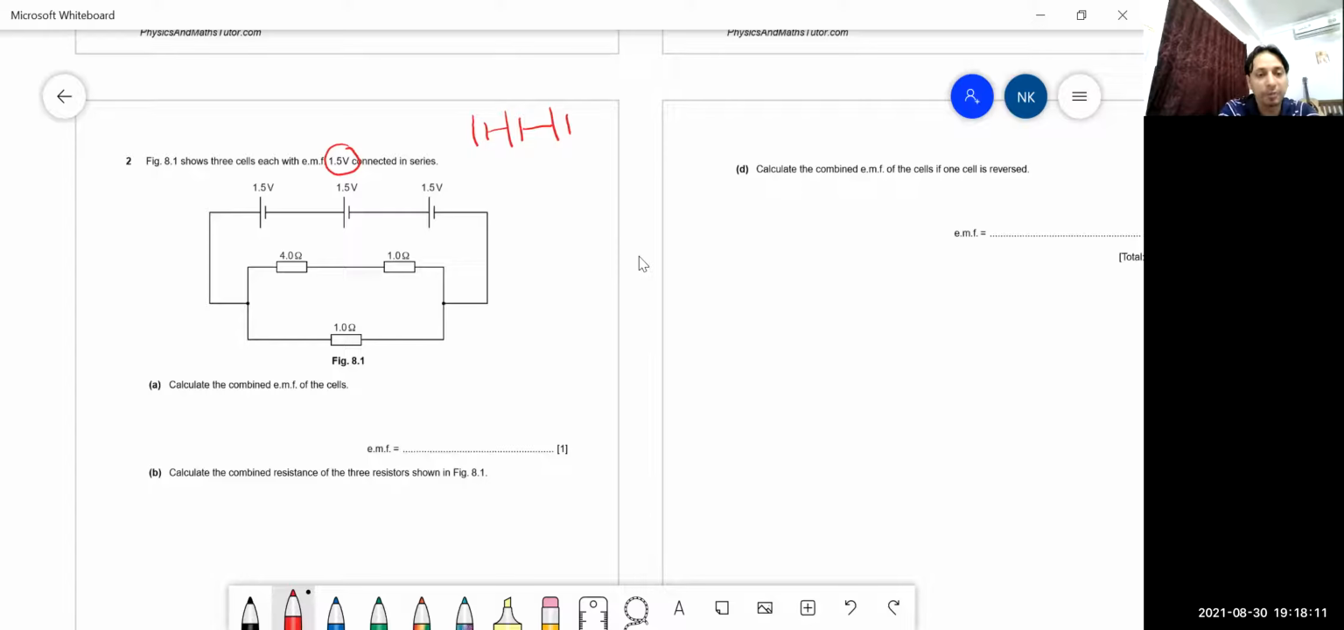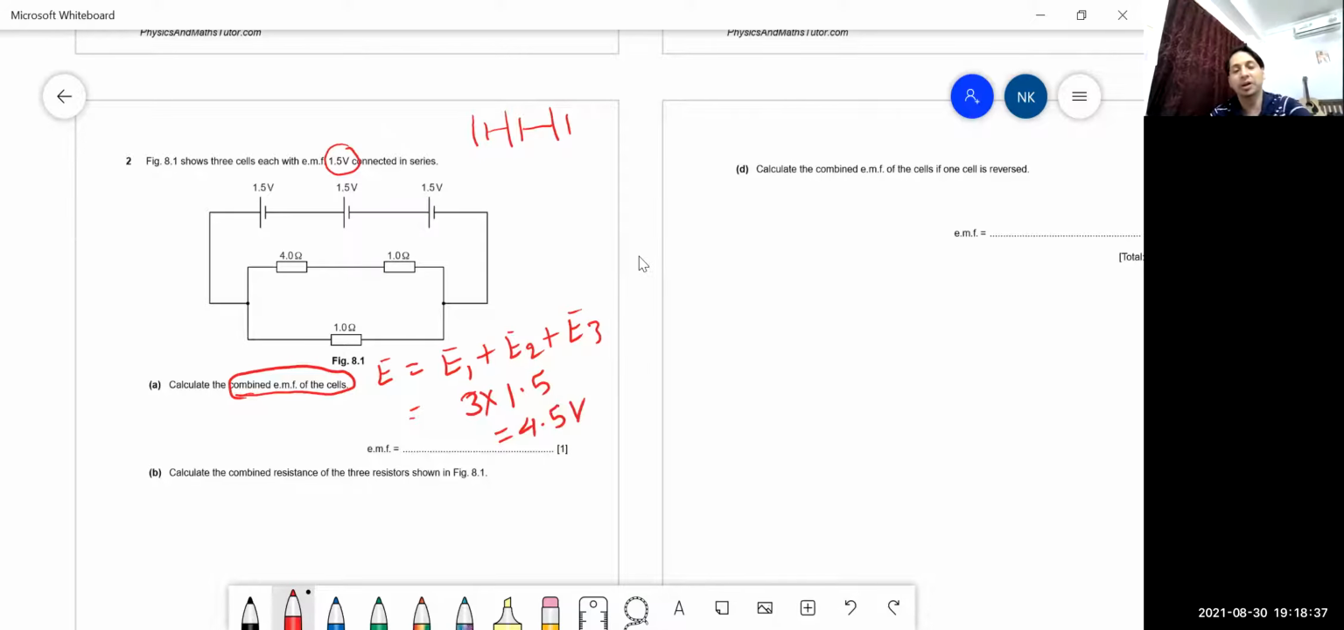And then calculate the combined EMF of the cells. Combined EMF of the cells, you have to write combined EMF. This is equal to, how many cells are there? 3 cells are there, E1 plus E2 plus E3, and each of them has voltage 1.5. So I can write 3 into 1.5, that is equal to 4.5 volt. Remember, children, as we have a formula for resistance in series, the same formula applies to cells. If cells are in series, you can apply E1 plus E2 plus E3. You have to just combine.